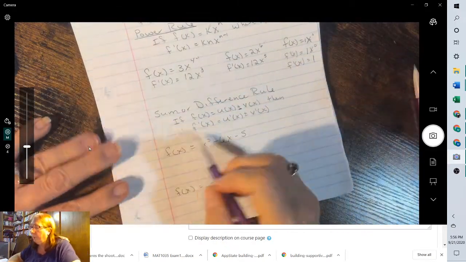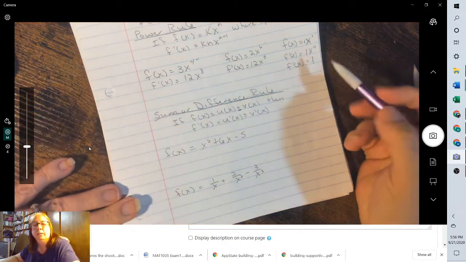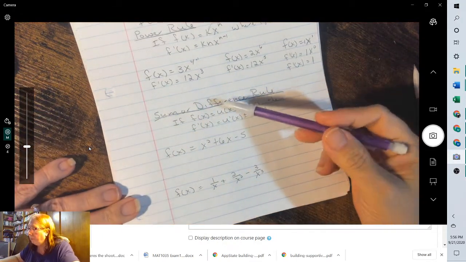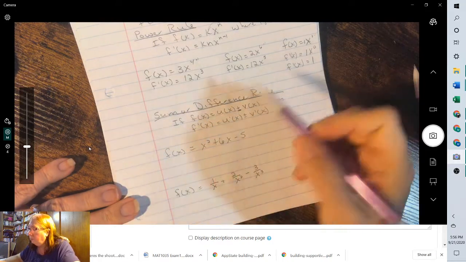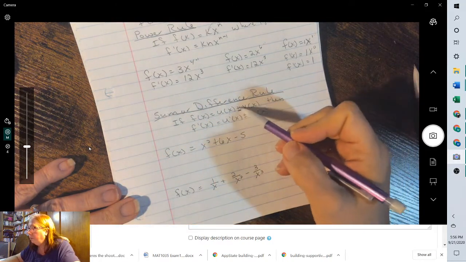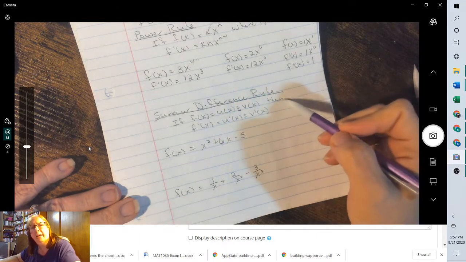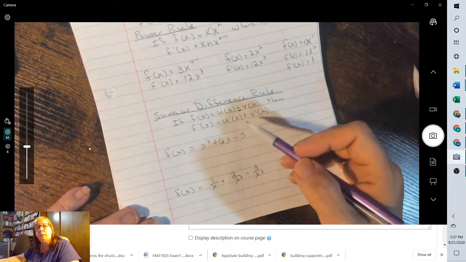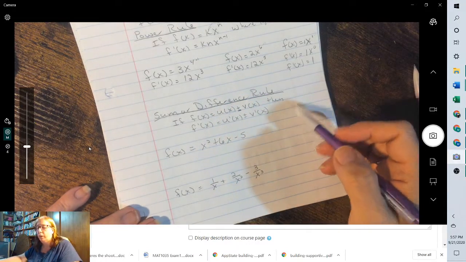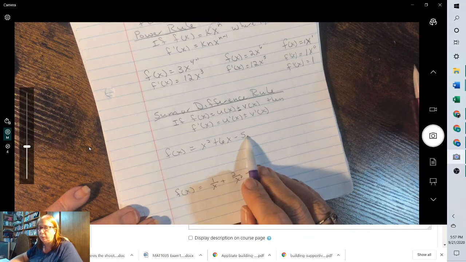Next rule. The next rule in this section is the sum or difference rule. If f of x equals u of x plus or minus v of x, what it's saying is if you have terms that are added and subtracted together, because remember that's what separates terms, you can do each one individually. So here we have 3 terms. We can take the derivative of each one individually.